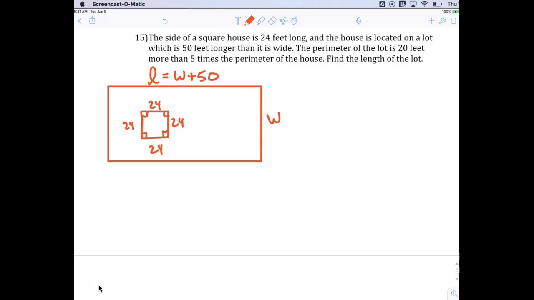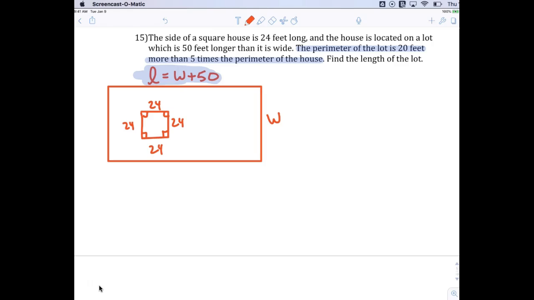All right? So I have one equation up there, and I have one relationship with the length and the width, so that is 1. That's one relationship. The next thing it says is that the perimeter of the lot is 20 more than 5 times the perimeter of the house. Okay, so I want someone to tell me the perimeter of my lot. What would just be the perimeter of the lot? 500 feet. 500 feet.